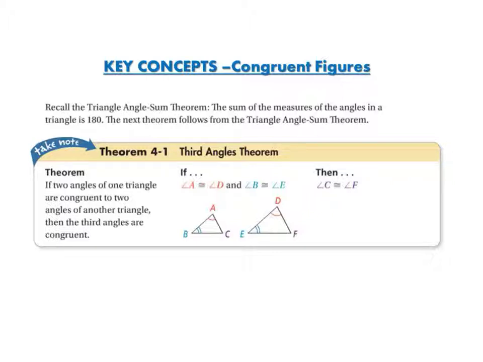The third angle theorem states that if two angles of one triangle are congruent to two angles of another, then the third angle must also be congruent. So if we know that the measurement of angle A is congruent to the measurement of angle D, and the measurement of angle B is congruent to the measurement of angle E, then it just stands to reason that angle C and angle F have the same measurement.